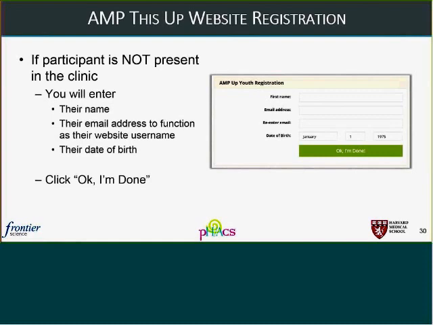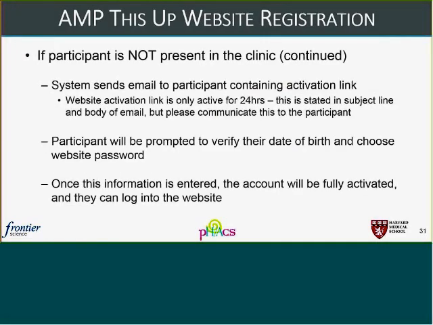This time you will have to enter your participant's name and the email address that they've given you and their date of birth, and then you'll click OK, I'm done. What happens next is the participant will get an email from the system that contains an activation link to activate their website. The link is only active for 24 hours, so I would make sure that they know that, but it's also stated in the subject line of the email as well as within the body of the email. So the participant will be prompted to verify their date of birth, and then they'll choose their website password. Once they've entered this information, their account will be activated and they can log into the participant website.